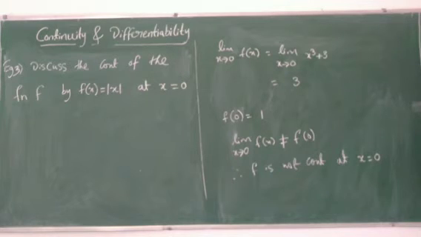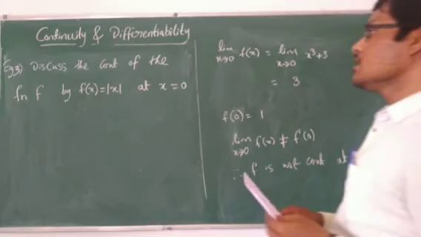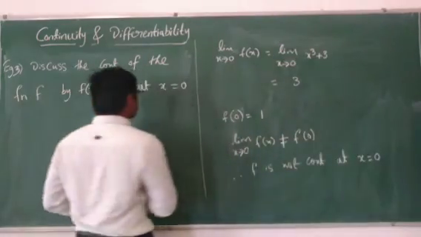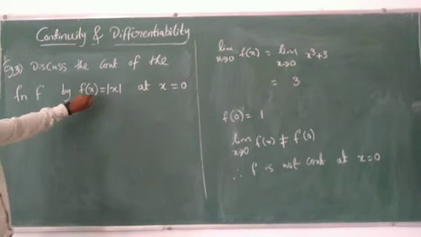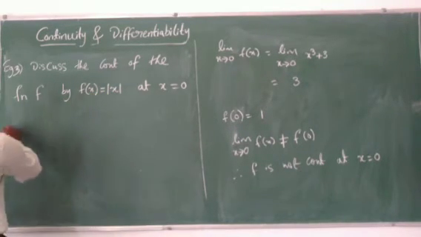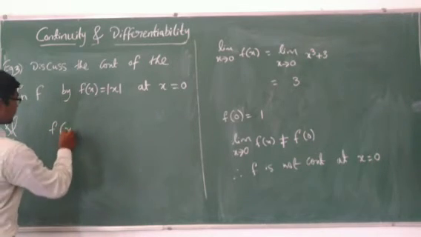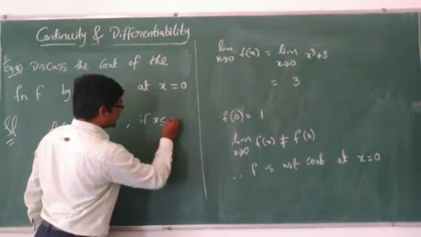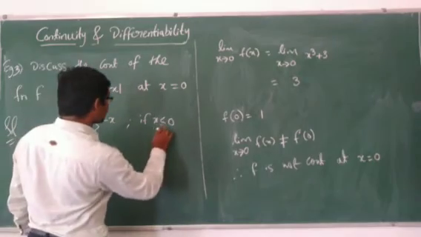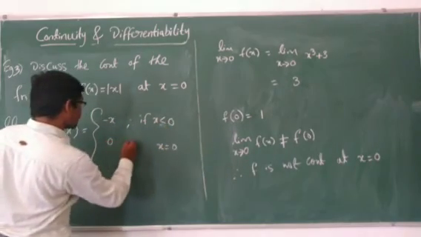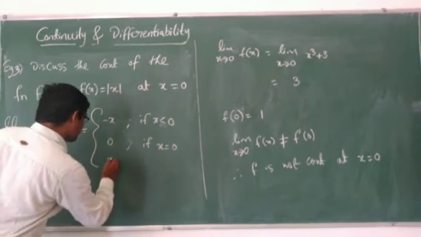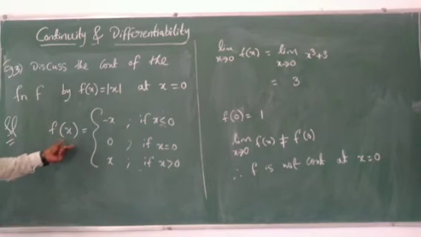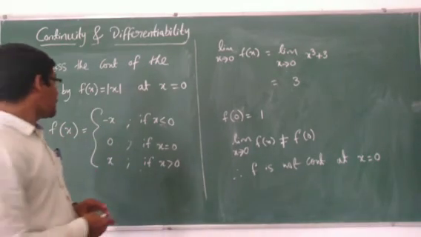Consider another problem. Discuss the continuity of the function f given by f of x is equal to mod x at what point? At x equal to 0. First we will write the definition of f of x equal to mod x. f of x is equal to minus x if x is less than or equal to 0, and it is equal to plus x if x is greater than 0. This is the definition of mod x.